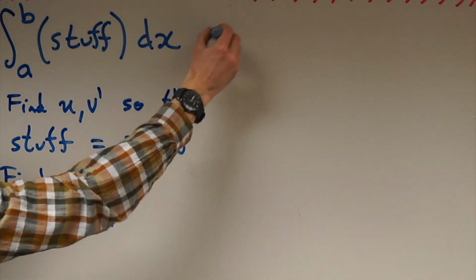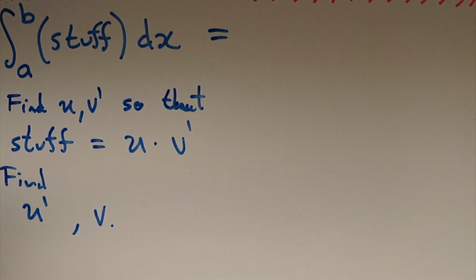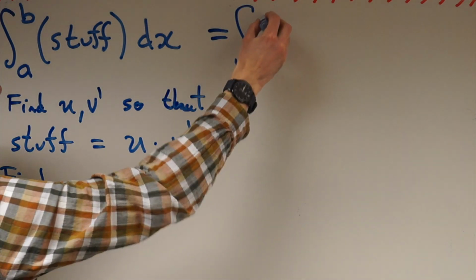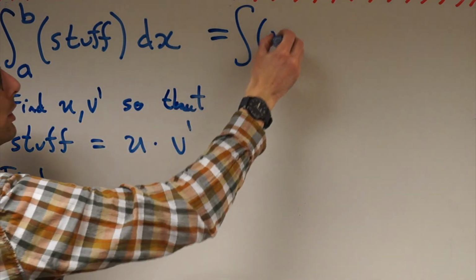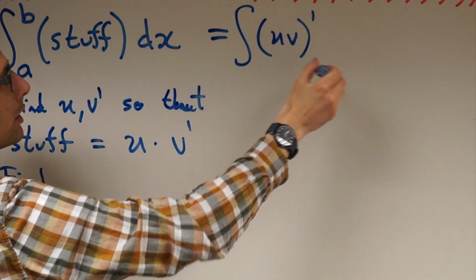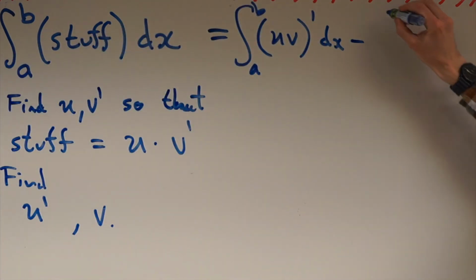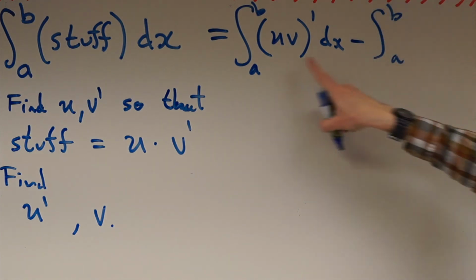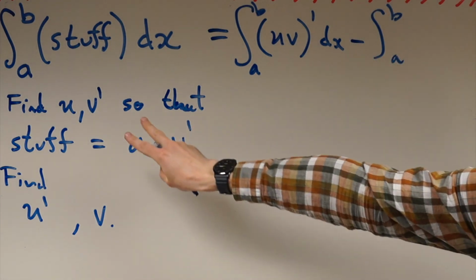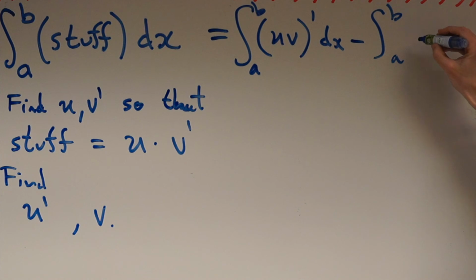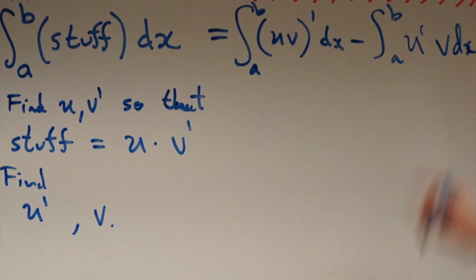The next step is to use the reverse product rule, or the rearranged product rule, to change the integral into the integral of the derivative of the product uv, from a to b with respect to x, and then we'll have to subtract the integral from a to b of the other way. So the derivative will hop from the v to the u, in effect, so we'll have u prime times v dx. So we started with some integral, and now we have two new ones.